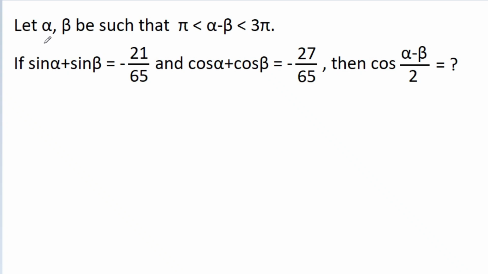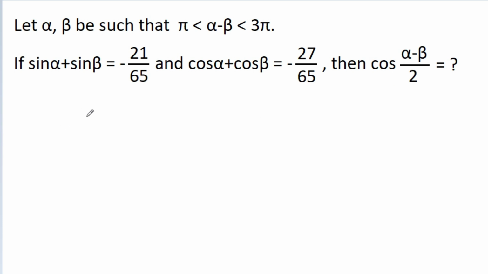In this video, we are given alpha and beta such that alpha minus beta is greater than pi and less than 3 pi, and sine alpha plus sine beta is equal to minus 21 by 65, and cos alpha plus cos beta is equal to minus 27 by 65. Then we have to find the value of cos of (alpha minus beta) by 2.